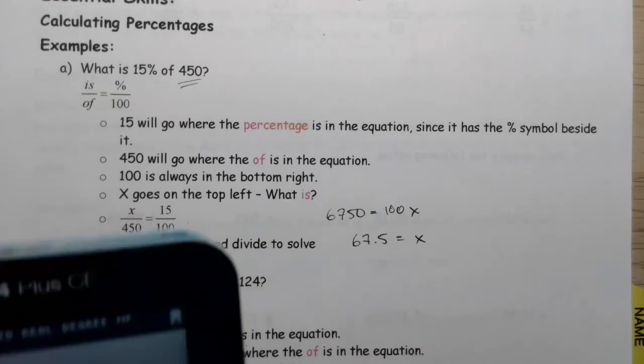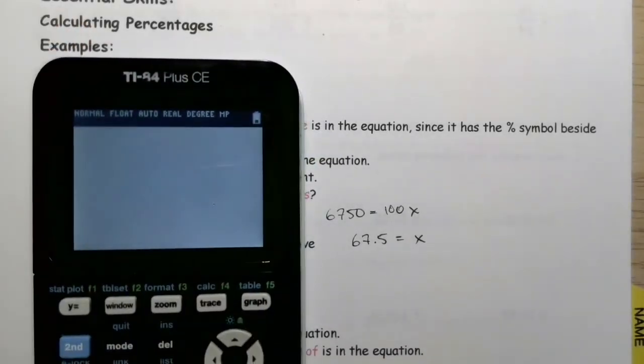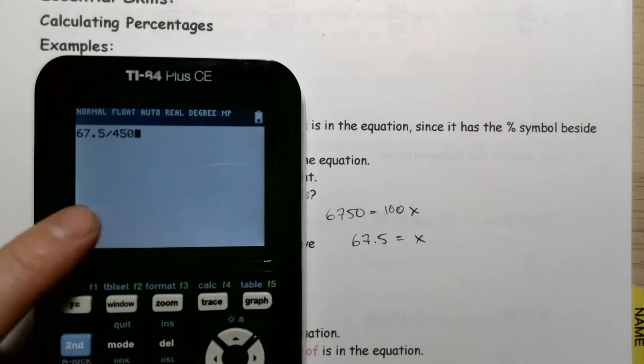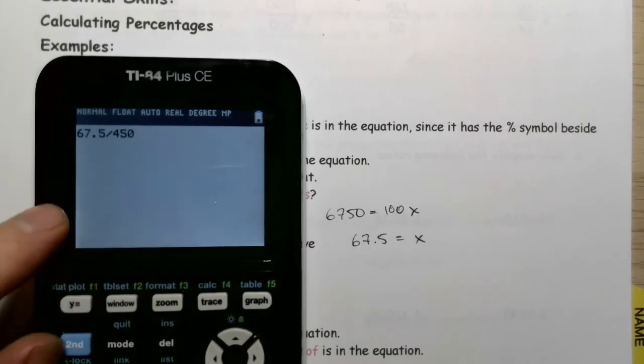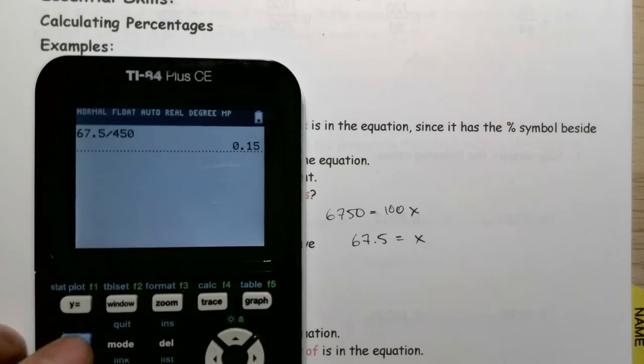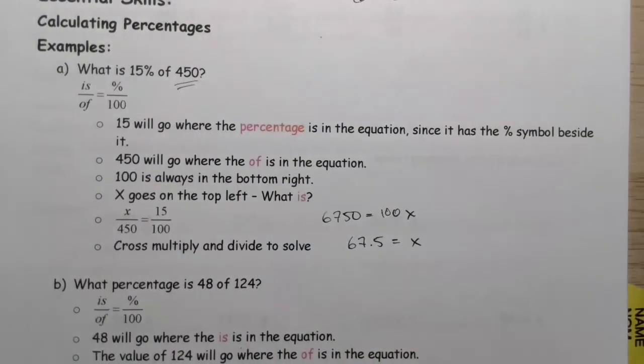And I can verify that by simply doing this. If I take my calculator and go 67.5 divided by 450, if this is the same as 15%, this should be 0.15. And there it is. Okay, so that is correct.